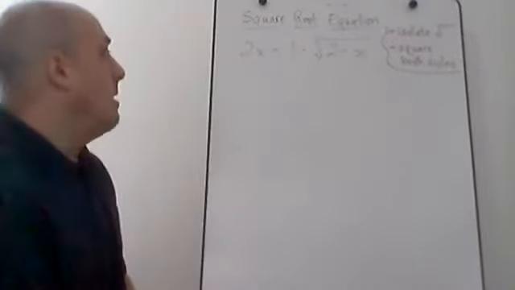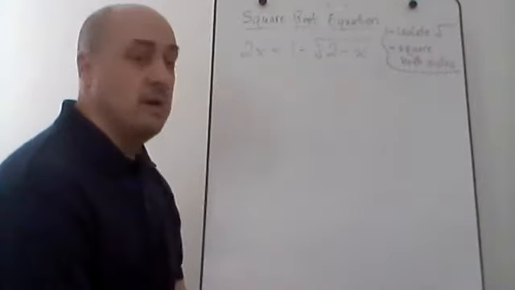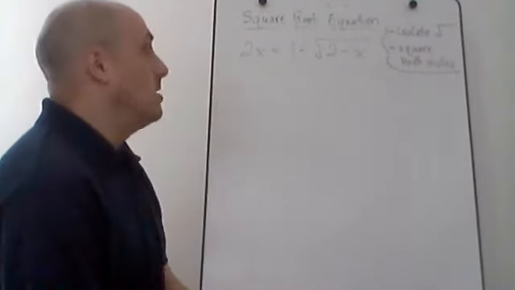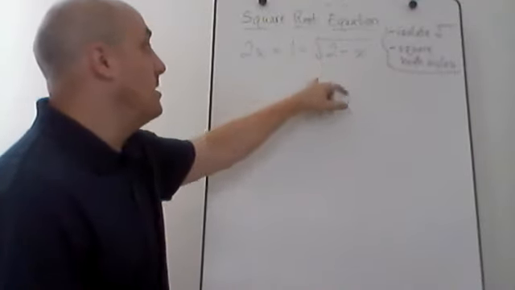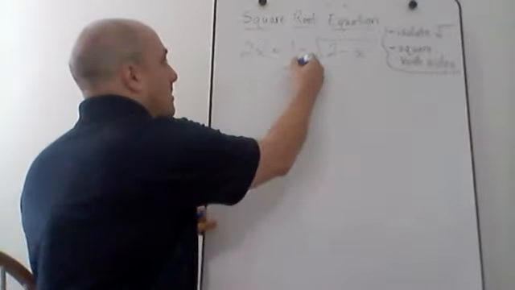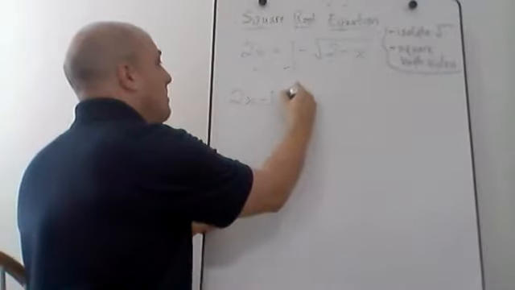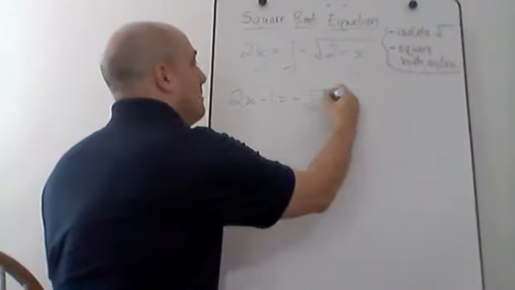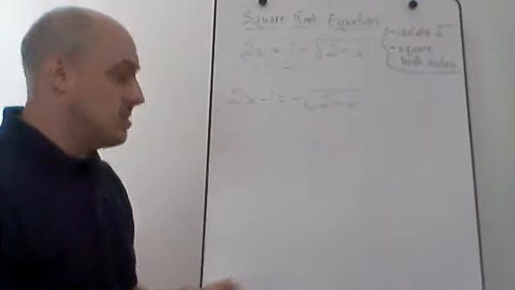Alright, so the problem we have here that we're going to solve is 2x equals 1 minus the square root of 2 minus x. Alright, so first thing I want to do is isolate this square root. Get this by itself on one side of the equation, which means getting rid of this 1 that's here. Alright, so not too bad. All I'm going to do here is subtract 1 to the other side. So 2x minus 1 equals negative square root of 2 minus x. Right, don't forget that minus there is still attached to that square root.